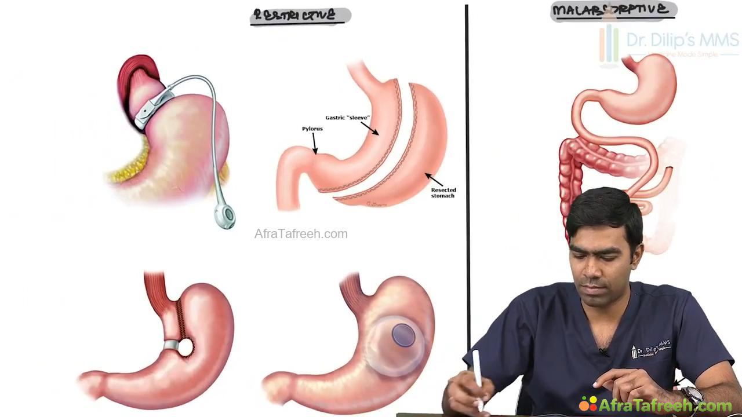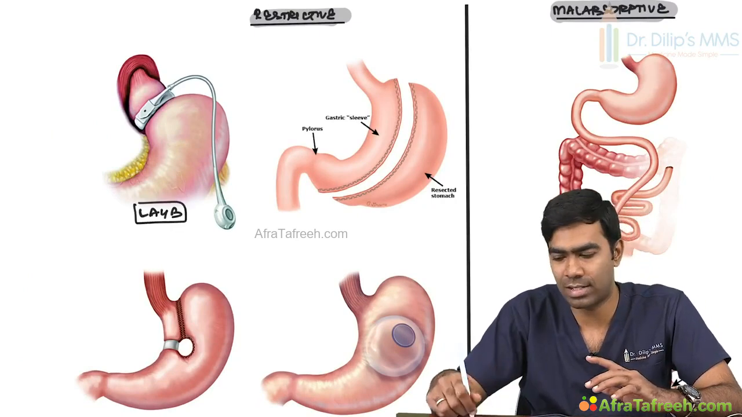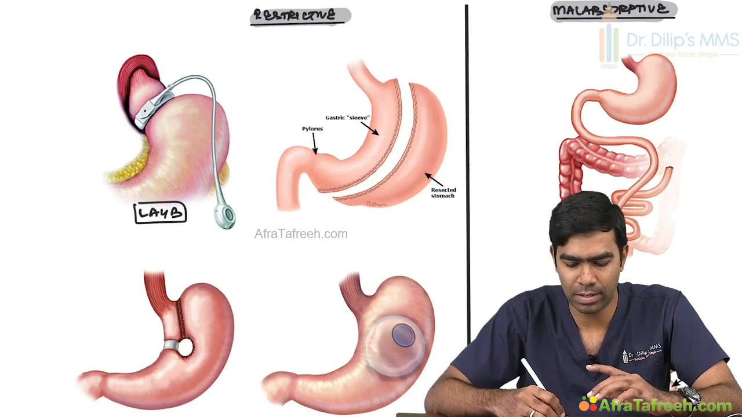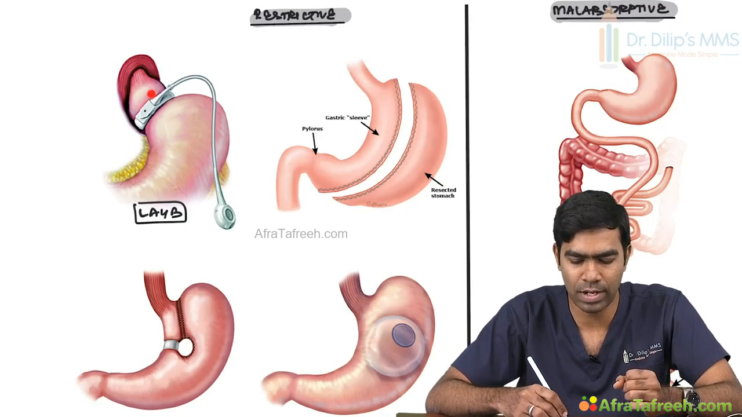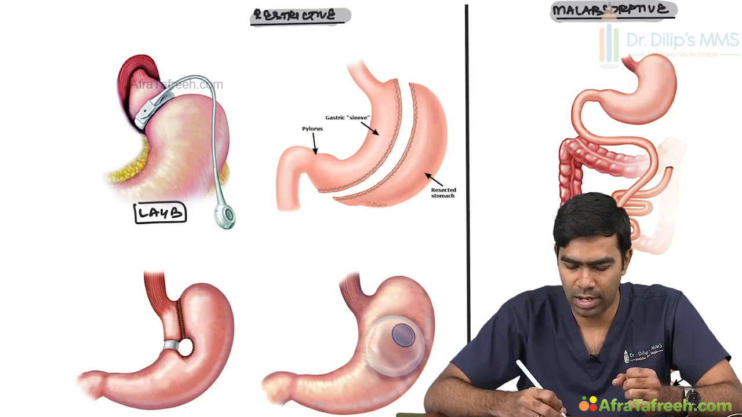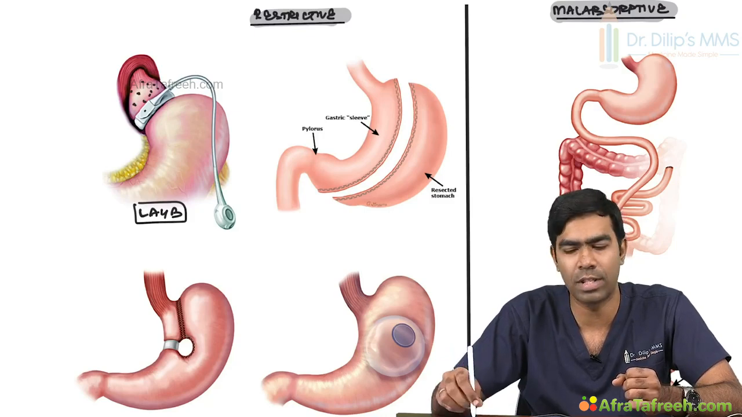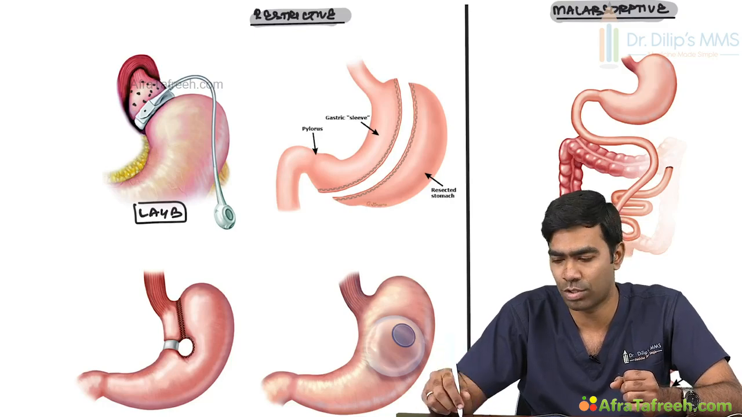A brief introduction of all these procedures. The first one is the very commonly performed LAGB surgery, that is laparoscopic adjustable gastric banding, where we apply a band-like device which constricts the proximal portion of the stomach. You create only a very small pouch like what is shown here, and you can take only this much food that is held by the pouch, and after that you will not be able to take food, which means it's a purely restrictive procedure.